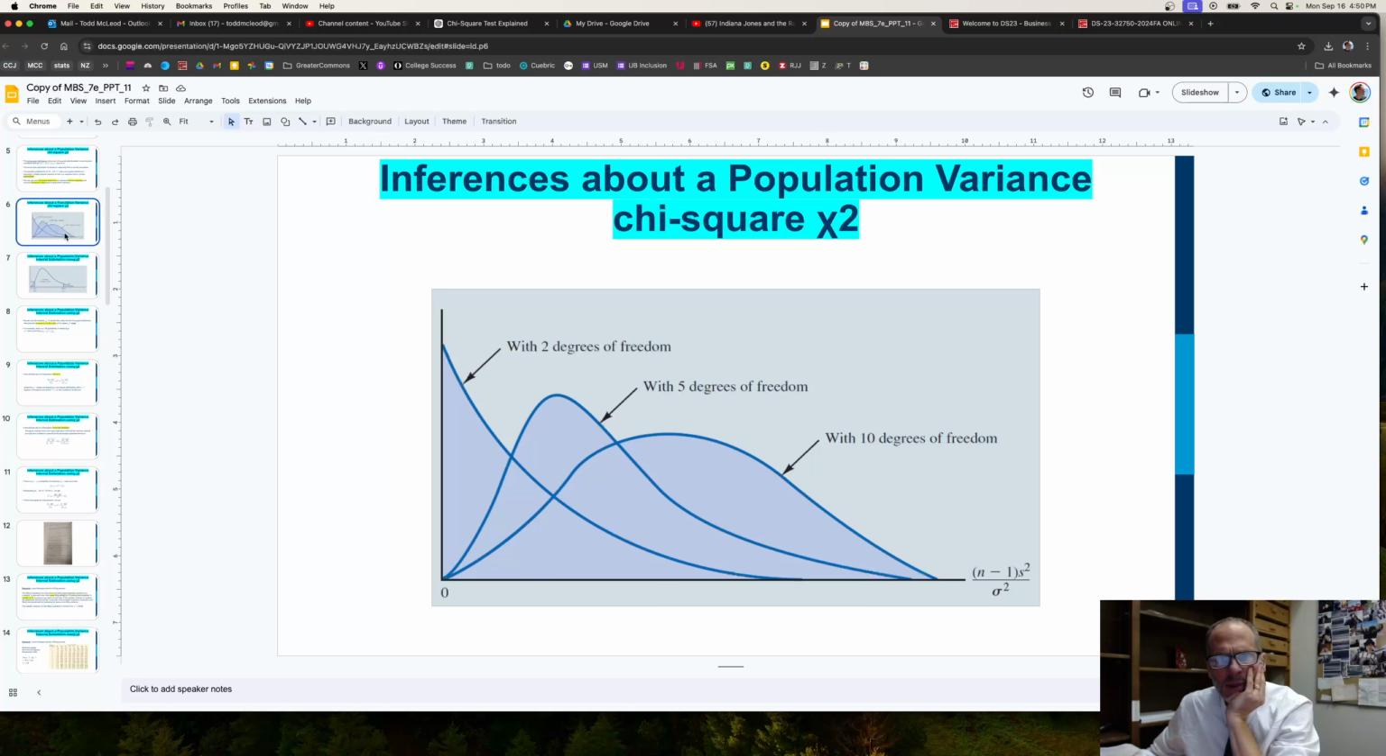And so here are some samples of what chi-square can look like. And the more degrees of freedom you have, you can see the more it starts to approximate a normal distribution, more of a bell curve here.